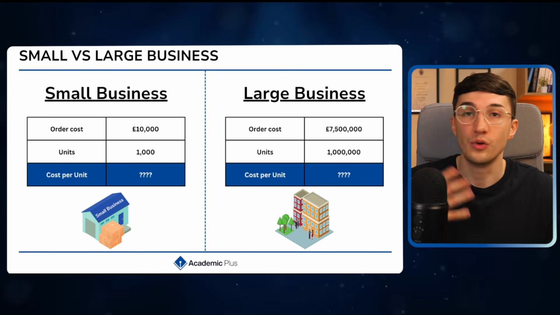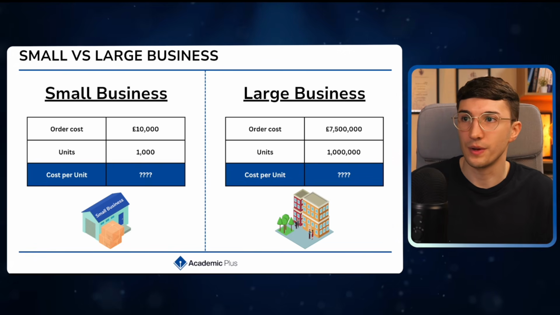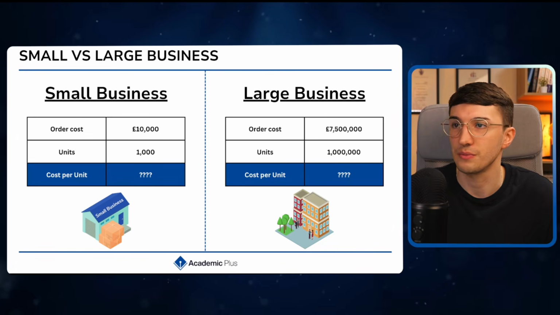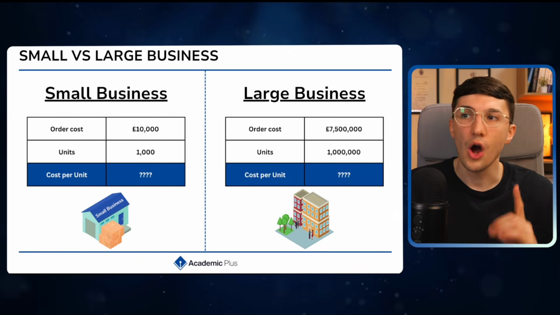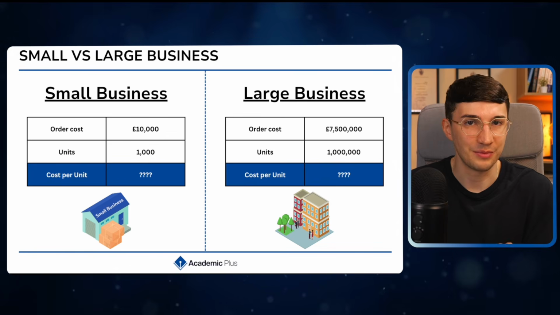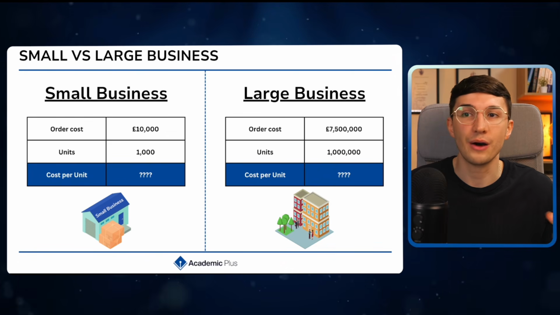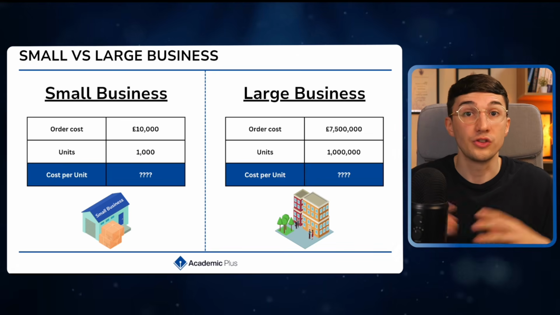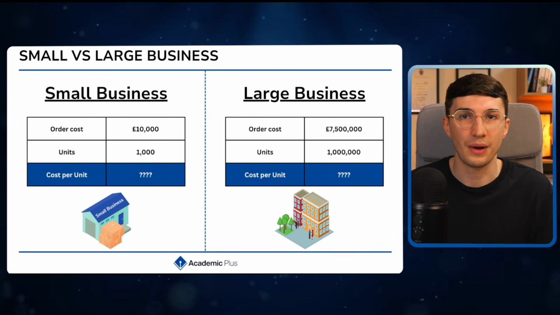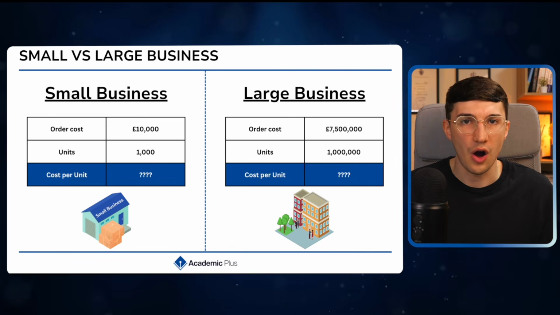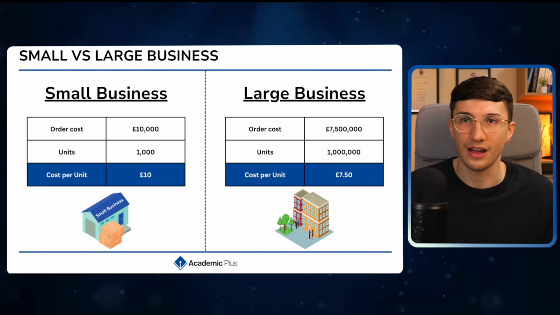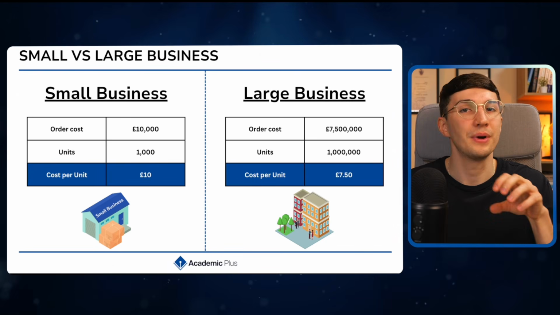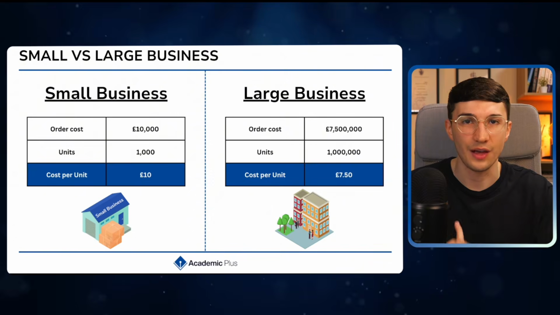So let's see how this would look as an example. So let's say with that small business, they go to a supplier, put in an order of 1,000 units, and that's going to cost them £10,000. But a larger business now goes to that exact same supplier and puts in a larger order now for 1 million units. This is a larger order, so they want a bit of a discount. So the order cost is £7.5 million. Now, yes, it's a lot higher, but the unit cost goes down. The cost per unit in the small business example was £10, but now for that larger business, it's only £7.50.